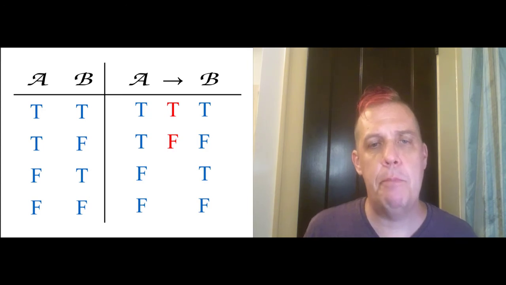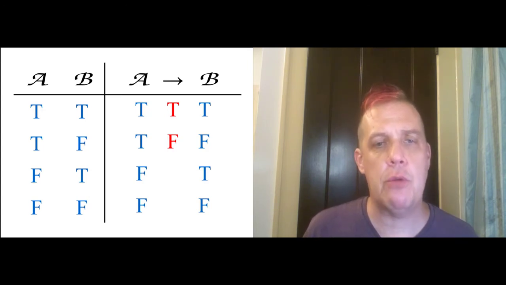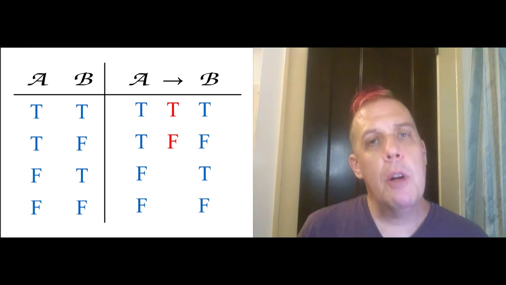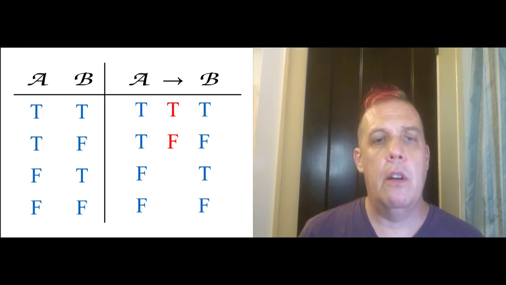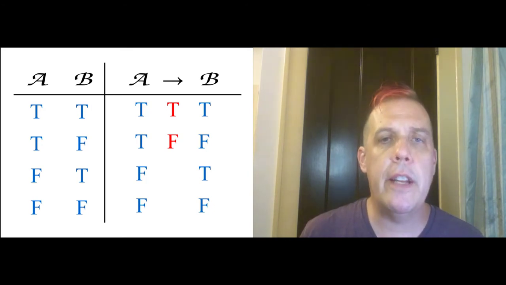A implies B is false if A is true and B is false. But what about the situation where the antecedent, the left-hand side, is false? Ordinary English is actually ambiguous about this.